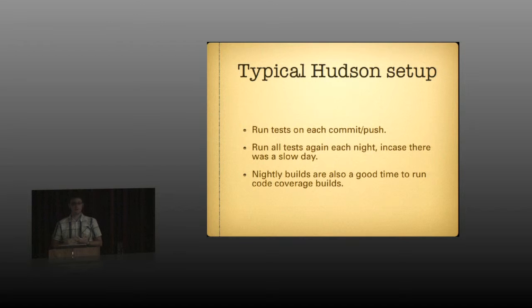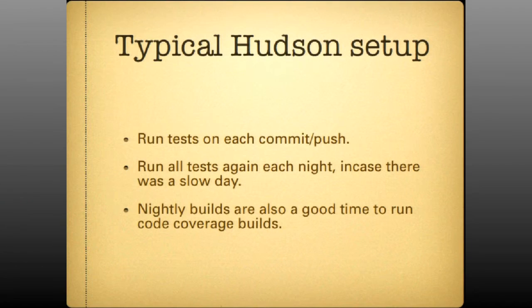A typical Hudson setup that we have where I work is it runs tests on every commit or push. So every time you commit, if people commit in a short window, it'll queue up one job. But every time you run a commit, it runs it on a separate server. It runs all the tests each night in case there was a slow day. So if someone didn't commit someday because there was a meeting or something, then you still want those tests to run. And running tests each night helps you find problems like, oh, it's August 31st. Our code doesn't work on August 31st. We should fix that. Nightly builds are also a good time to run code coverage builds because no one's trying to use the server.